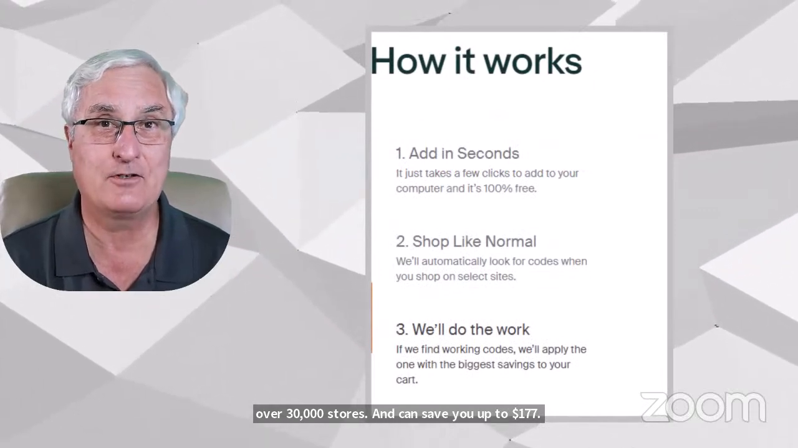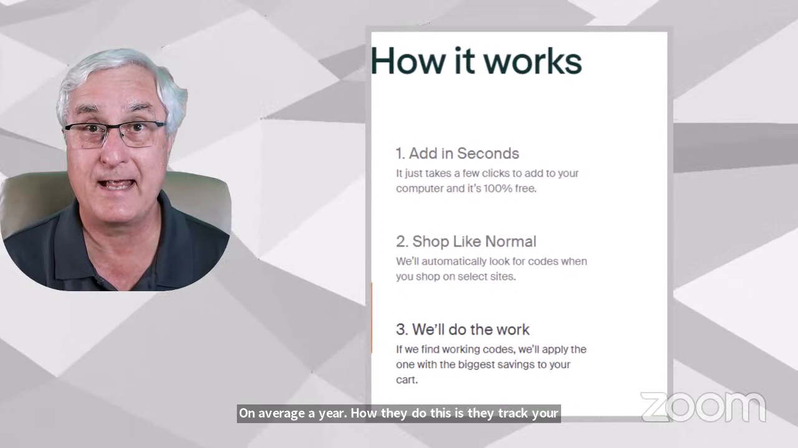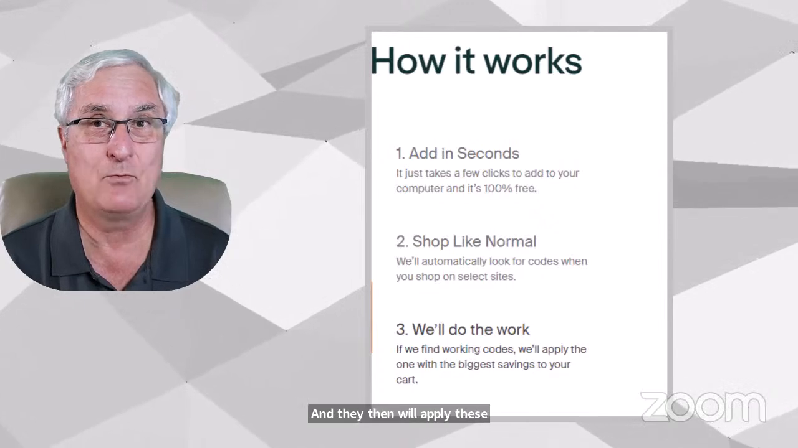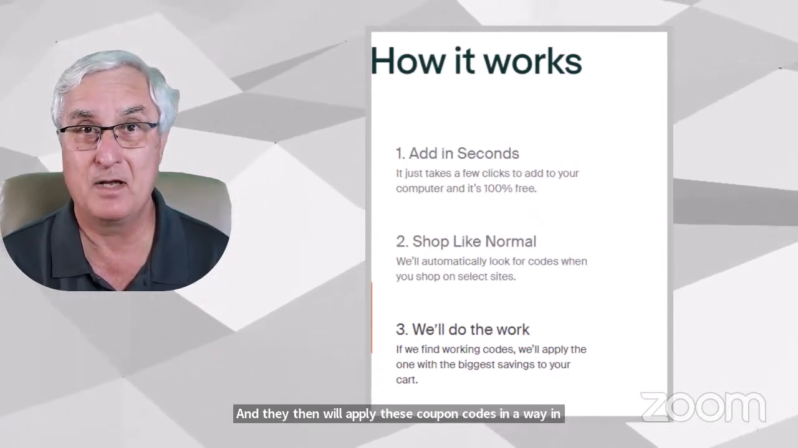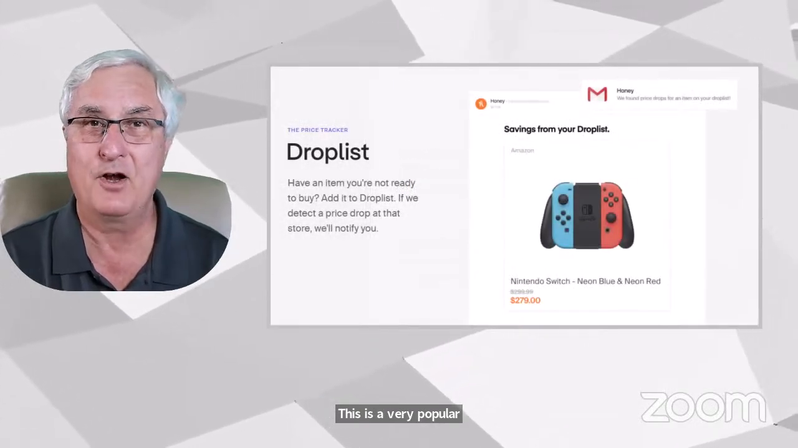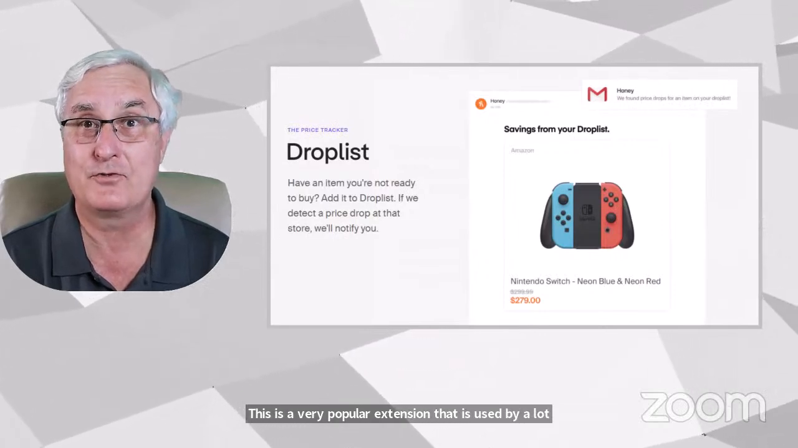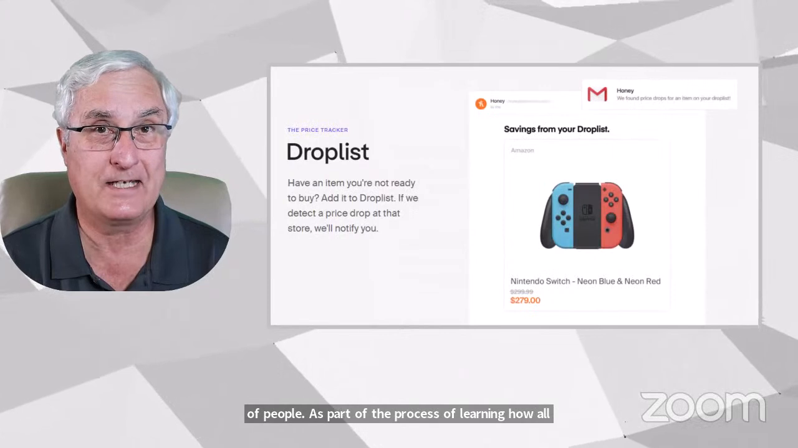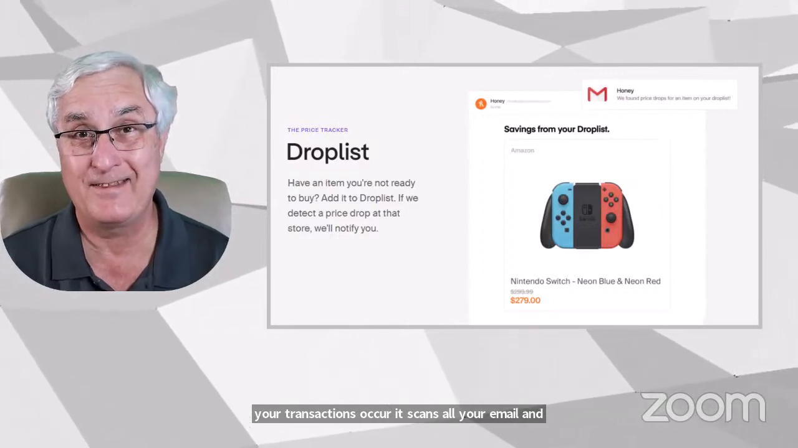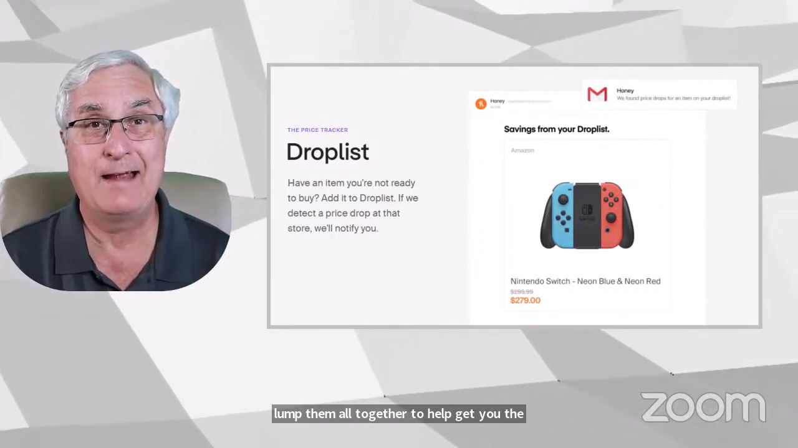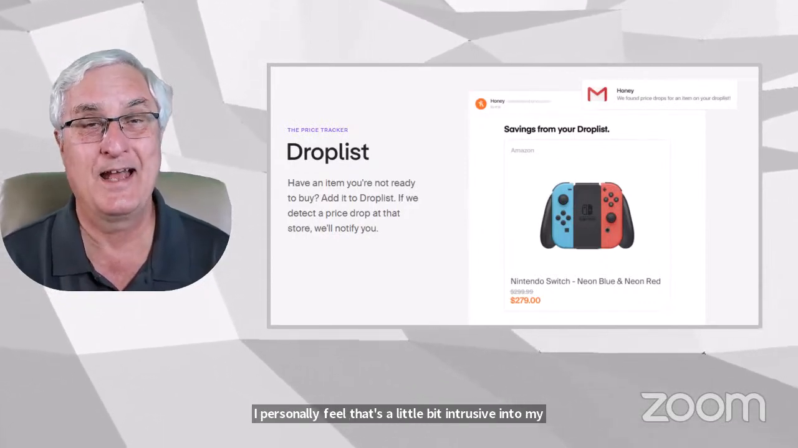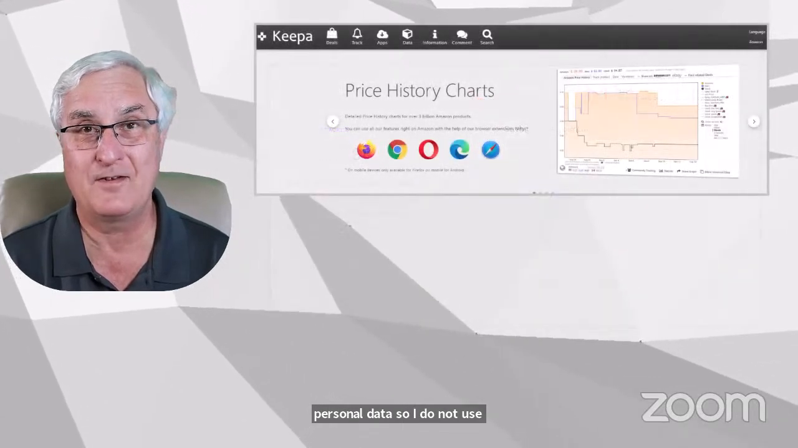How they do this is they track your purchases and look for coupons and best buys. They then will apply these coupon codes in a way in which you'll be able to redeem some of the money. This is a very popular extension that is used by a lot of people. As part of the process of learning how all your transactions occur, it scans all your email and personal data to identify what transactions you have, to lump them all together to help get you the rebates. I personally feel that's a little bit intrusive into my personal data, so I do not use Honey. That's really going to be up to you, and you'll have to make a decision on that.